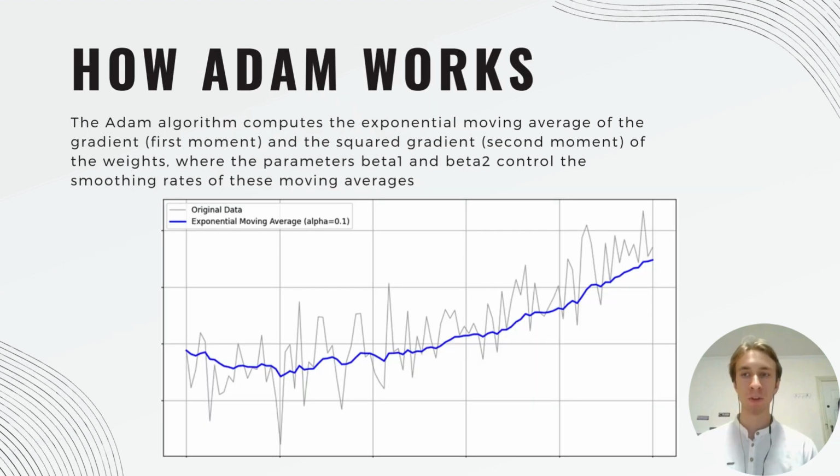The ADAM algorithm computes the exponential moving average of the gradient, called the first moment, and the squared gradient, the second moment, of the weights, where the parameters beta 1 and beta 2 control the smoothing rates of these moving averages. In the context of exponential moving average, as shown in the figure, smoothing occurs by assigning more weight to newer data. Thus, the model responds more to the recent changes in the data than to older values, allowing it to adapt more quickly to any new data trends.